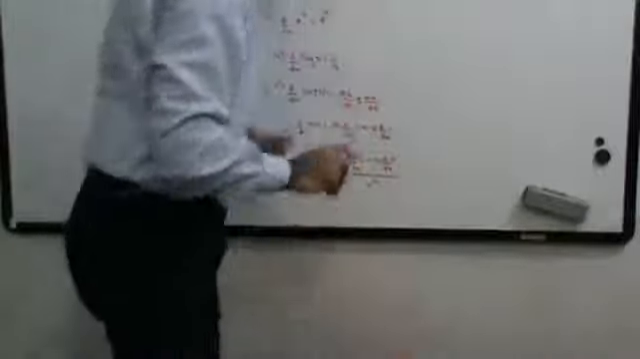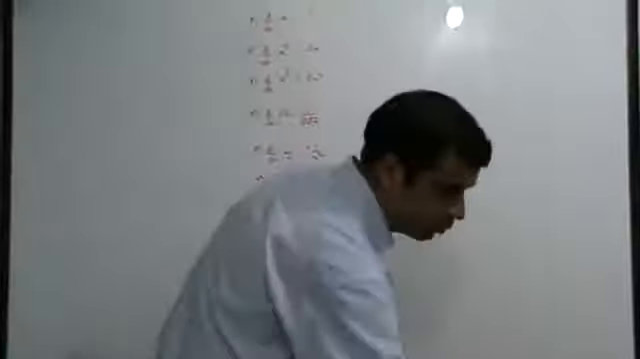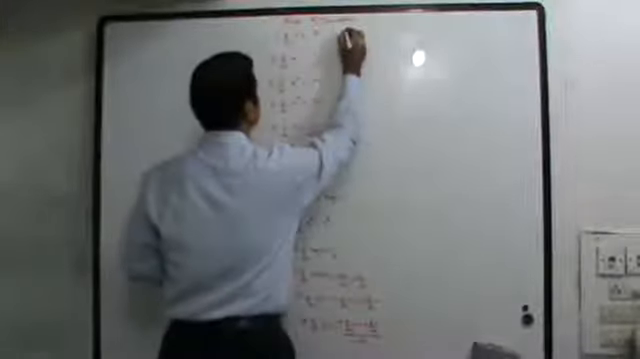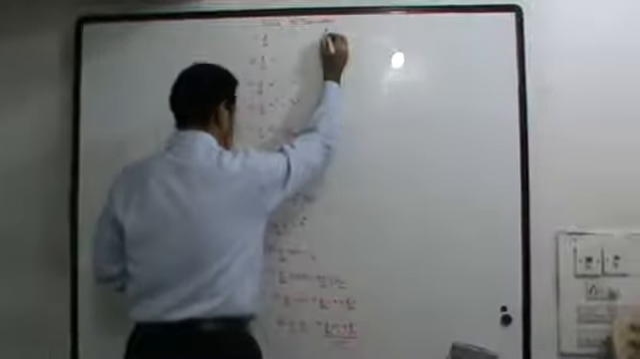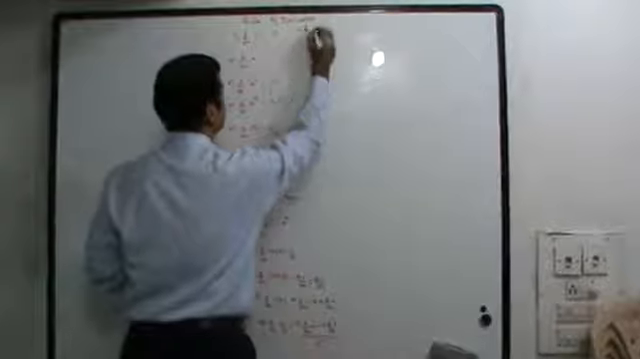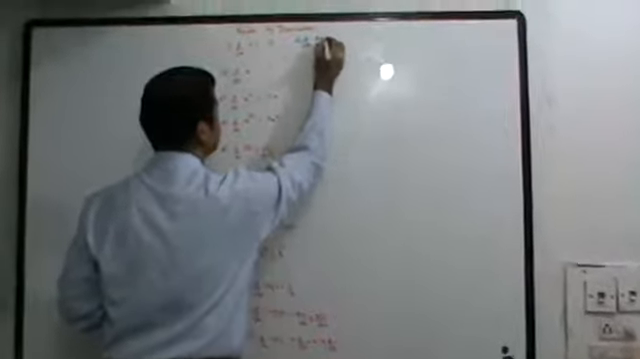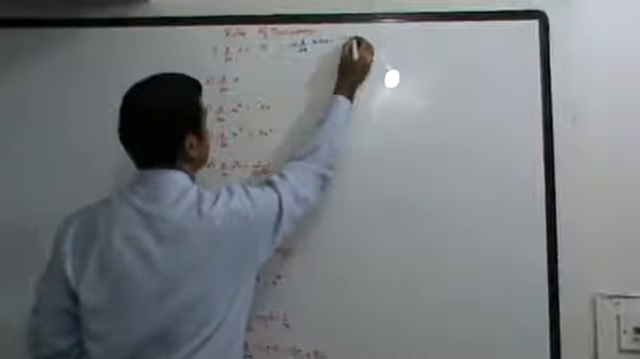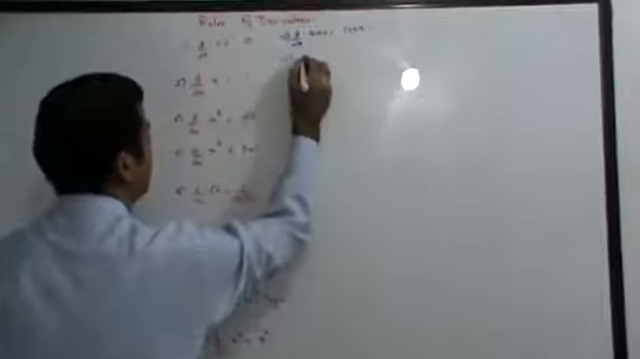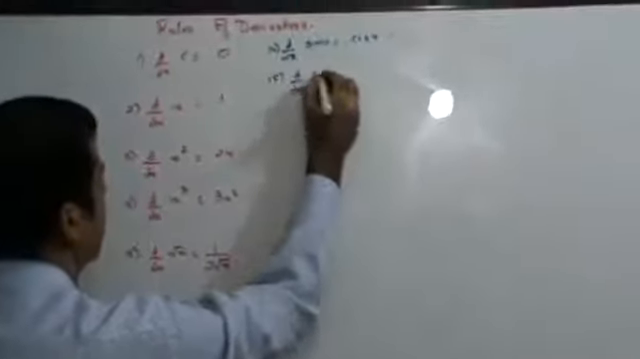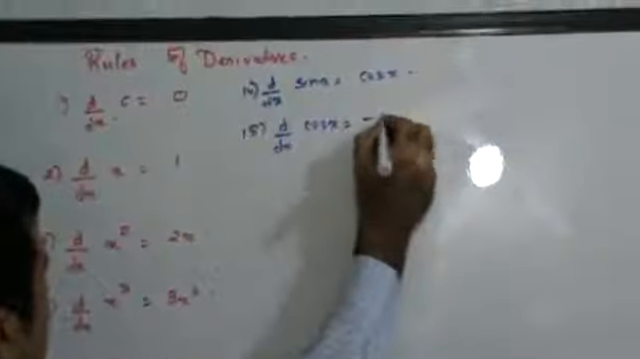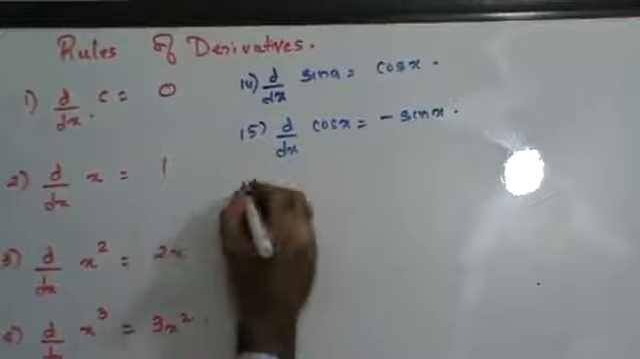Now let's move on to the trigo formulas. Let's see what the trigo formulas say. D by dx of sin x is cos x. D by dx of cos x is minus sin x.